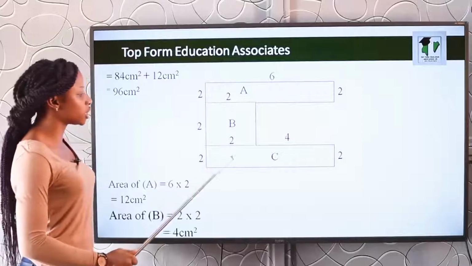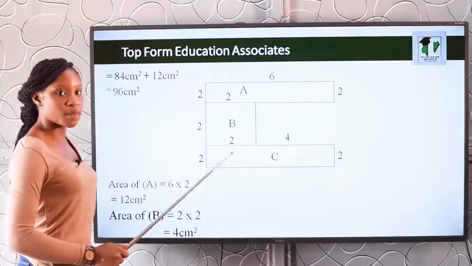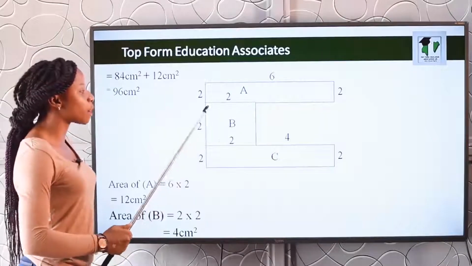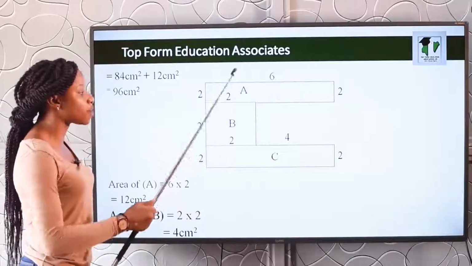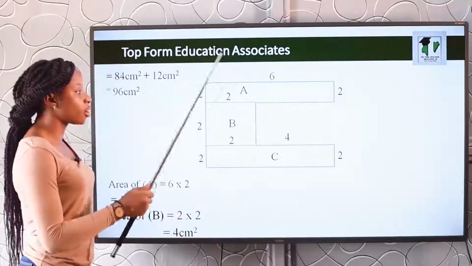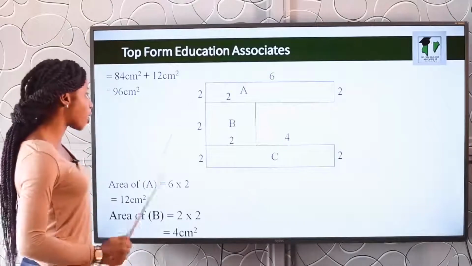Now, the next question is also a compound shape. We're asked to look for the area of this shape. Like we did before, we are going to separate it into different segments. So we have A, B, and C. So we look for the area of A, the area of B, the area of C. We add them together and get the area of this shape.